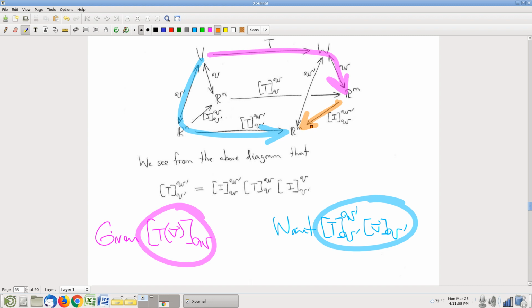Algebraically, that's pretty hard to see. I mean, you can do it, but this is much harder to see algebraically. The diagram is your friend in cases like that one. So keep that in mind.